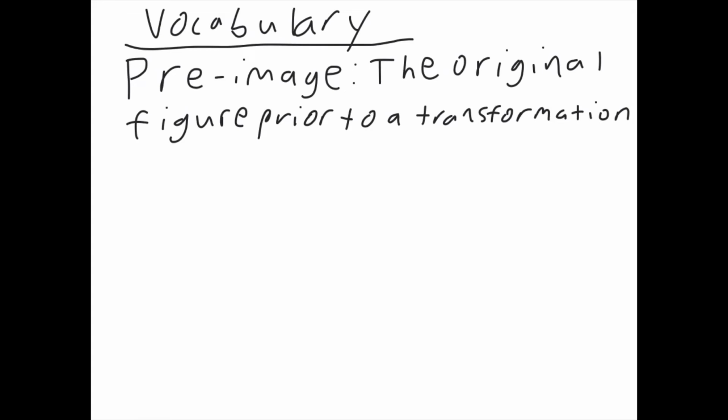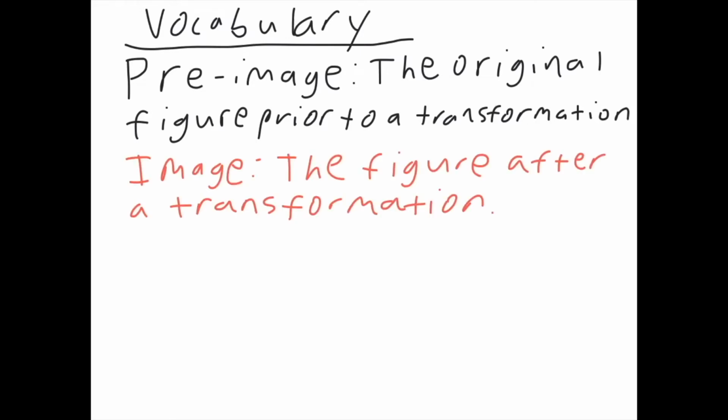To start off, we're going to look at some vocabulary about translations and transformations in general. The first word is preimage. This is the original figure prior to a transformation. So it's whatever you start off with before you do any transformations at all. The next word is image. This is what the figure looks like after the transformation. So after you do whatever transformation you do, this will be your final object. This will be what your object looks like.